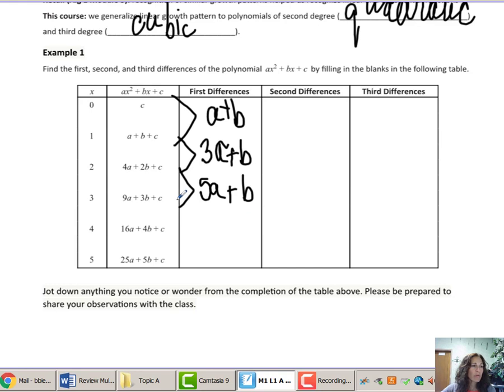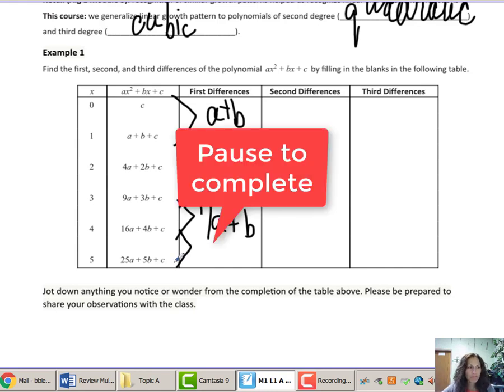Okay, and we'll do one more. So again, we're going to do the fourth one minus the third one. So we have 16 minus 9, and 16 minus 9 of course is 7, and that's 7a. And then we have 4b minus 3b, which is 1b, and then of course c minus c, which we end up with plus 0. Okay, and then we'll go ahead and do that last. I'll ask you to go ahead and pause the video and do that last one.